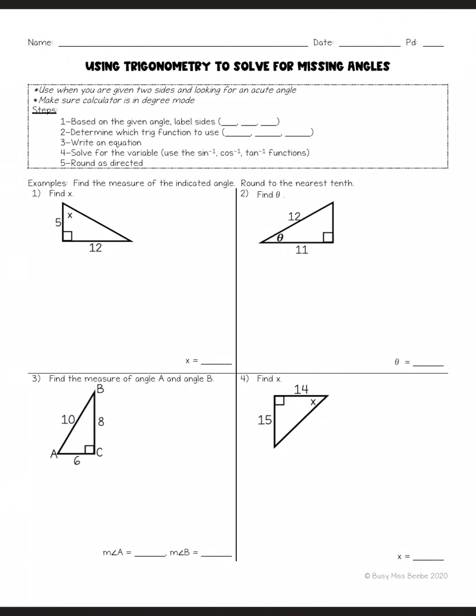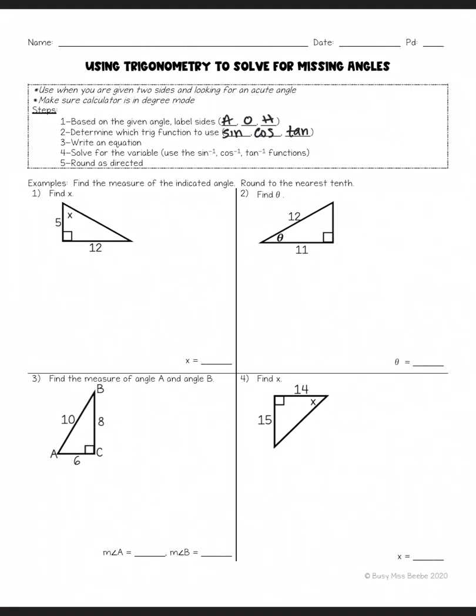The first thing you'll have to do is label your sides as the adjacent, the opposite, and the hypotenuse based on which angle we're looking at. And then you'll have to decide which trig function we're using. Is it sine, cosine, or tangent? We'll write the equation the same way we always do. And then the part that's different is how we will solve for the variable.